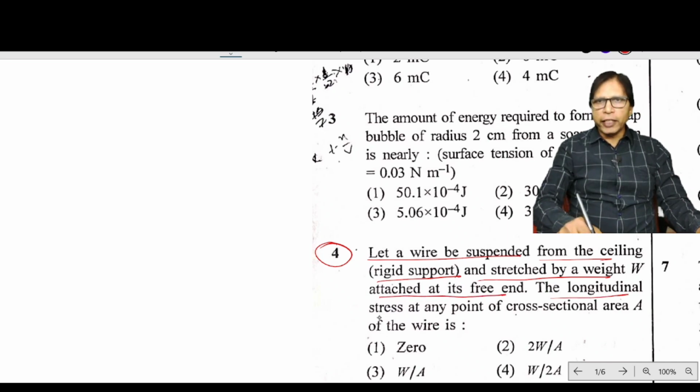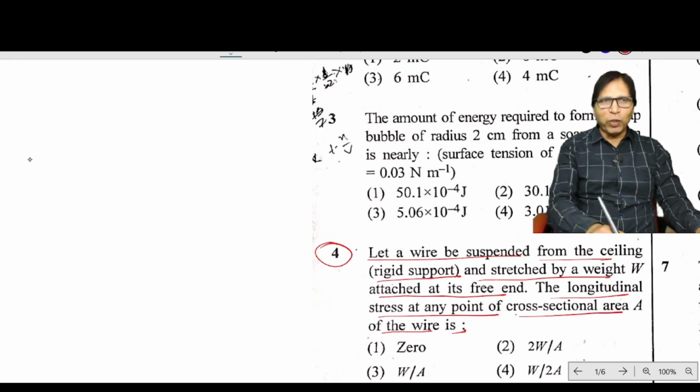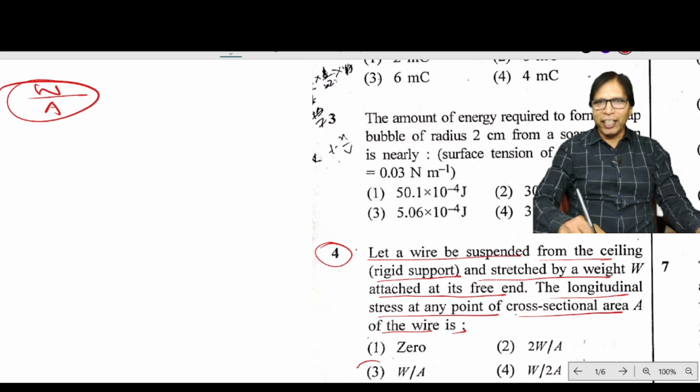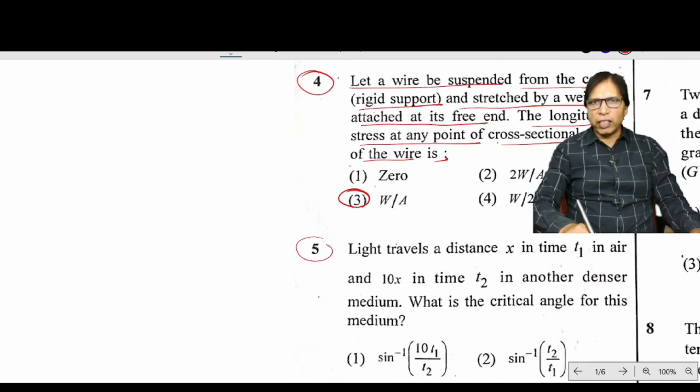The longitudinal stress is equal to force by area of cross-section. So this is W by A. Option C is correct. Okay.